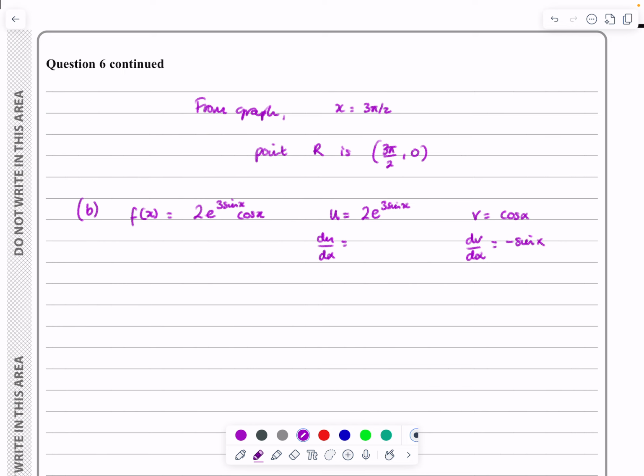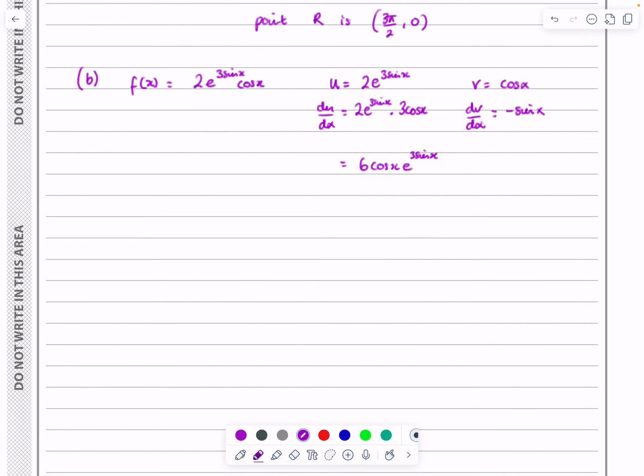What about the differential of 2e^(3 sin x)? Well, the differential of an exponential is always the exponential itself, but then multiplied by the differential of what's up there, and the differential of 3 sin x is 3 cos x. So it's going to be that multiplied by 3 cos x, and it's up to you whether you want to now write that, probably would here, as 6 cos x e^(3 sin x), just for when I'm going to be putting it into my equation or my values for differential.